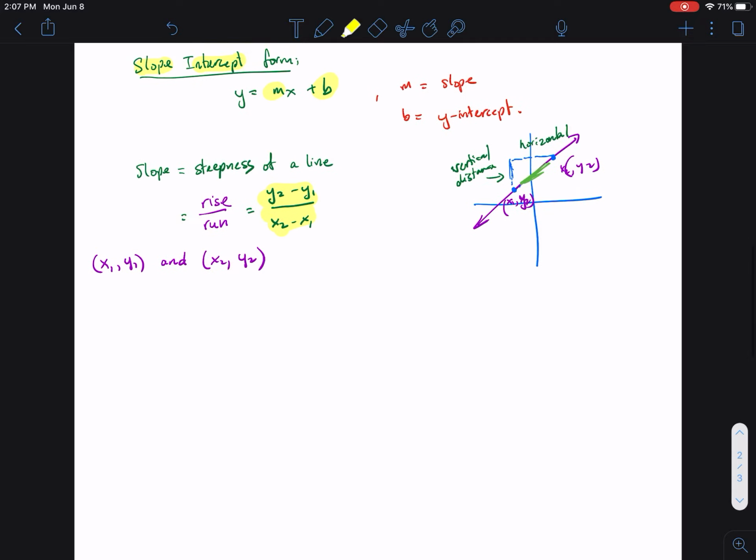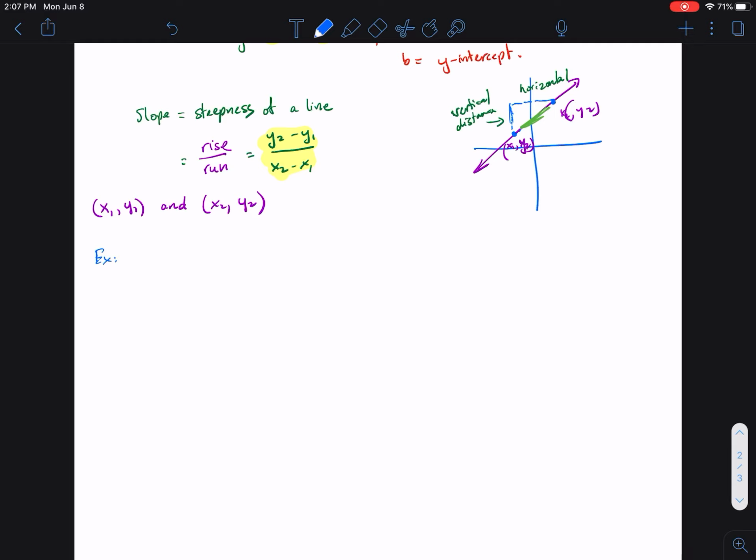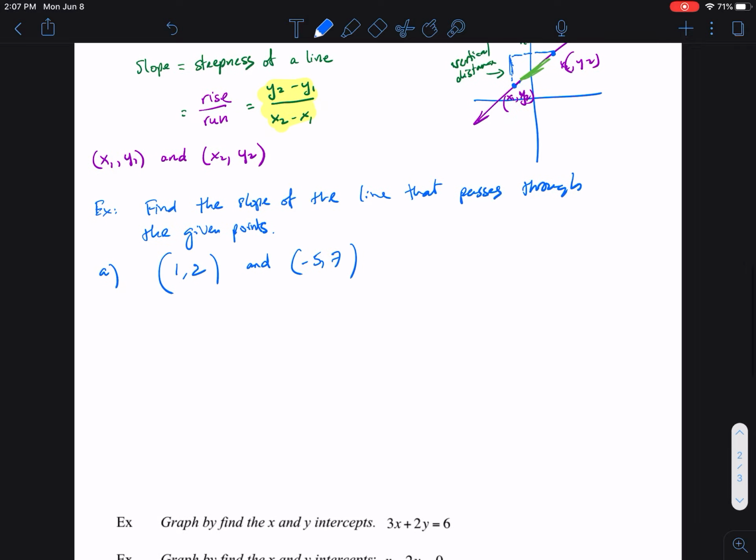So let's look at an example. How will we find a slope? Example: find the slope of the line that passes through the given points. Let's look at the first 2 points. Let's do an easy one: (1, 2) and (-5, 7). We look at these 2 points here.